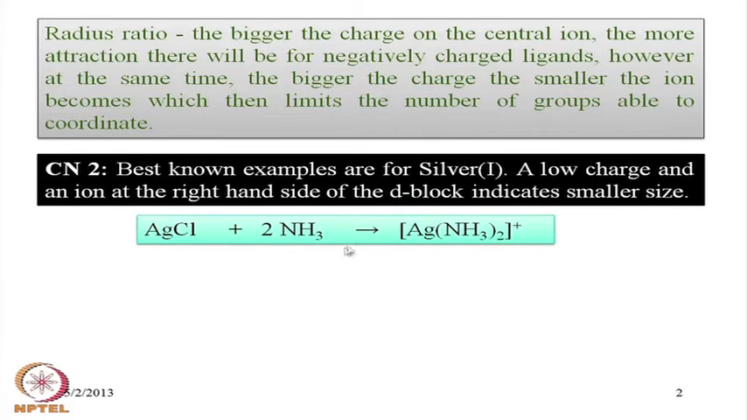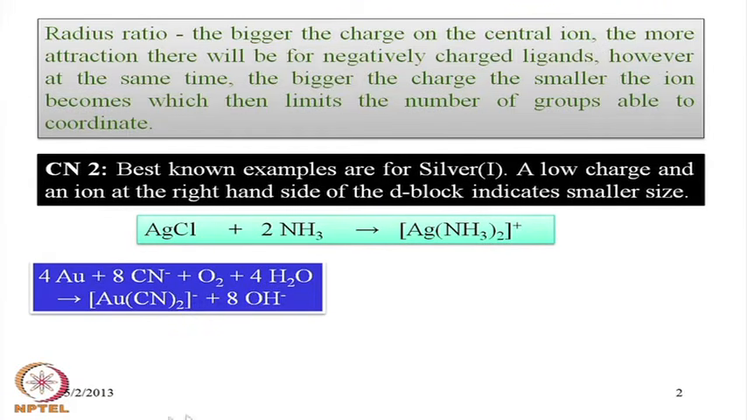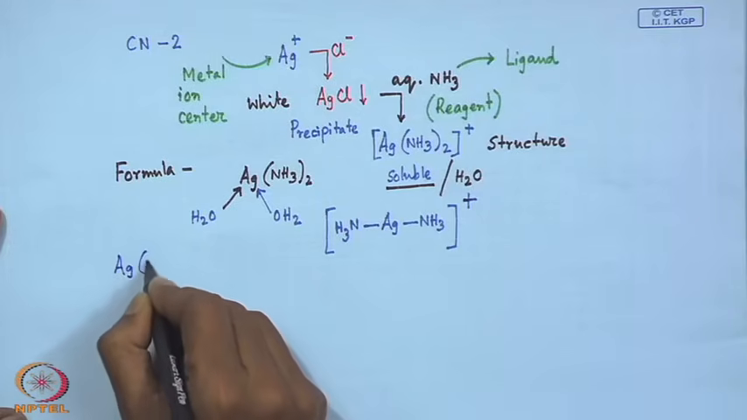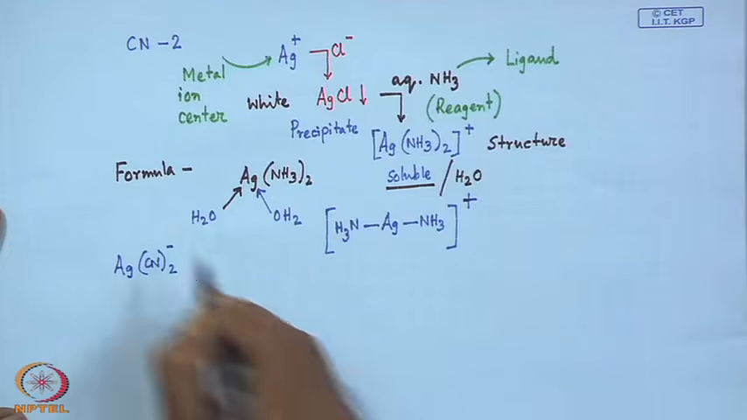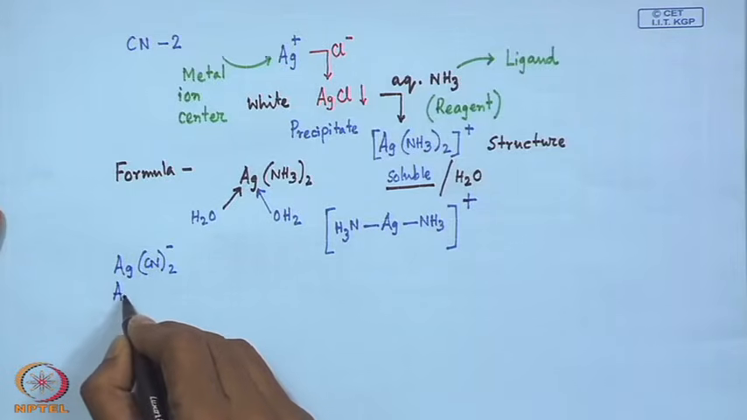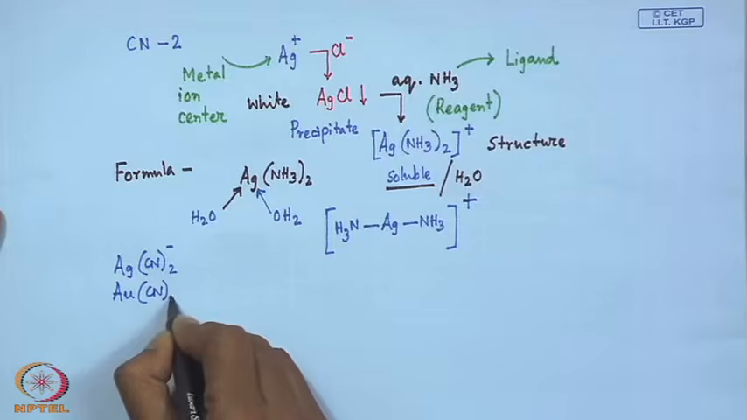In this particular case, silver chloride reacts with ammonia giving Ag(NH3)2 plus, which we have seen just now. Similarly, if we change the ligand from ammonia to cyanide, we get another species where the ligand is the anionic one. So, what will be the corresponding structure if we have cyanide on silver or gold?